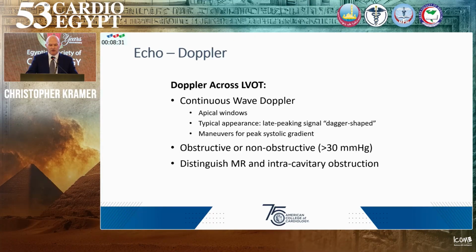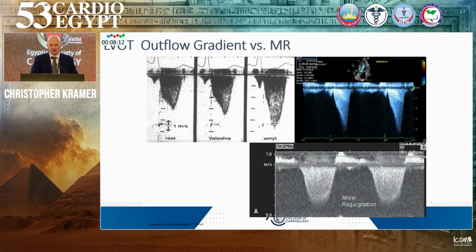It's important to use continuous wave Doppler to assess the gradient, both at rest and with either Valsalva or stress provocation. Again, 30 millimeters of mercury is used as a cutoff. And it's very important to differentiate MR from intracavitary obstruction, so train your technologists to do that.